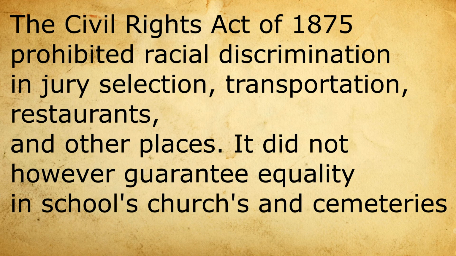The Civil Rights Act of 1875 prohibited racial discrimination in jury selection, transportation, restaurants, and other places. It did not, however, guarantee equality in schools, churches, and cemeteries.